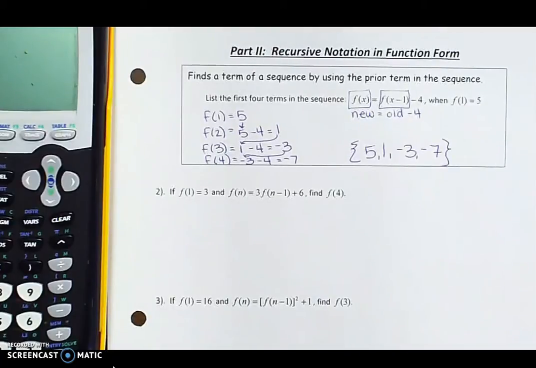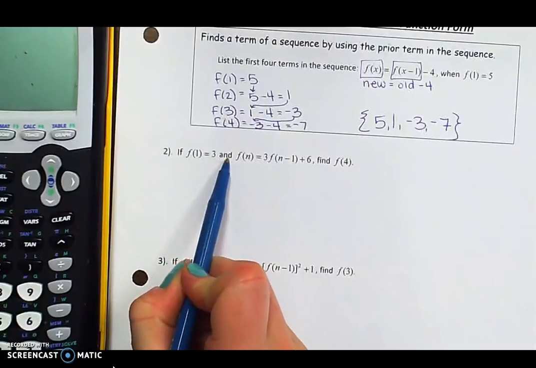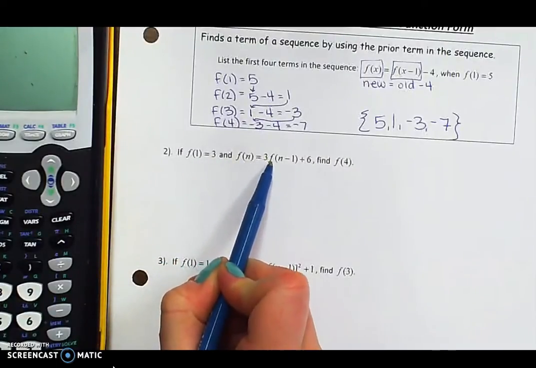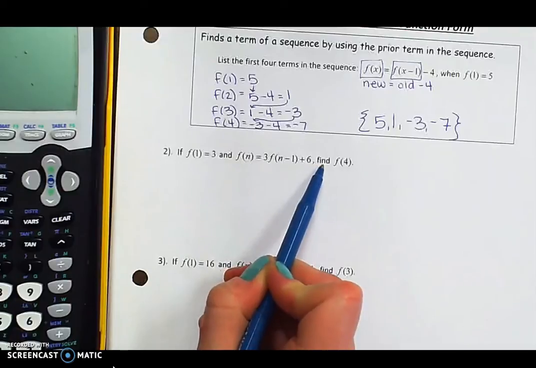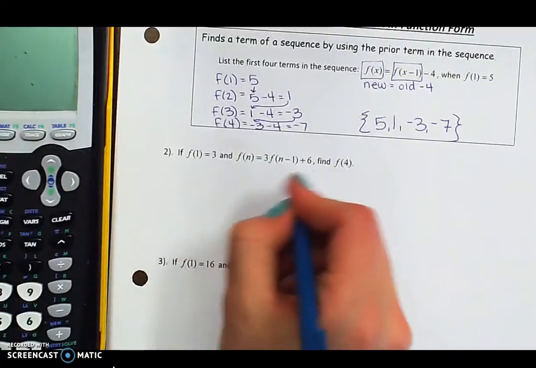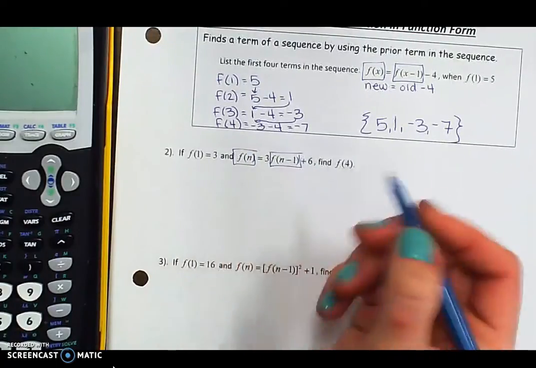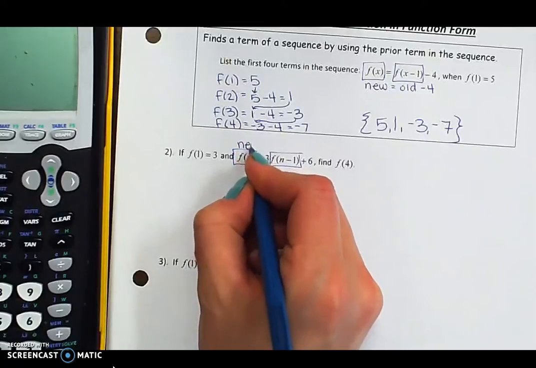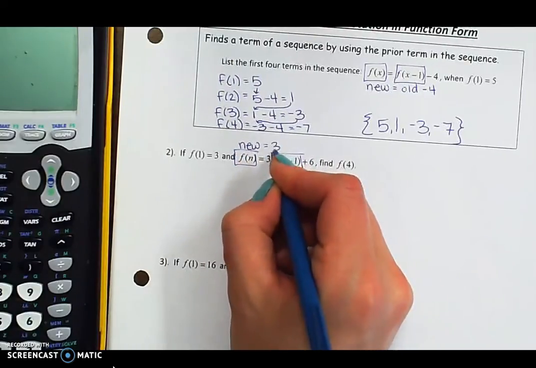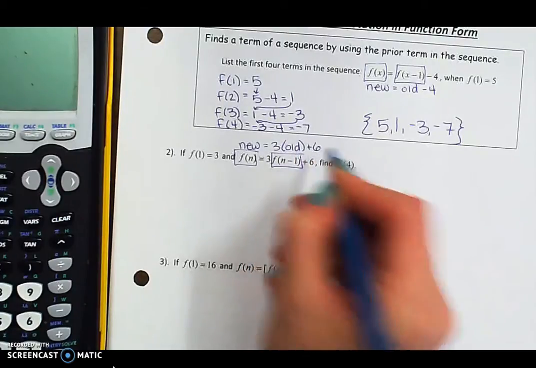All right, let's go ahead and try a couple more. So if f of 1 equals 3, and f of n equals 3 times f of n minus 1 plus 6, find f of 4. Okay, so let's go ahead. Let's rewrite this with our new and our old. So f of n minus 1. So this is going to be your new number equals 3 times your old number plus 6.